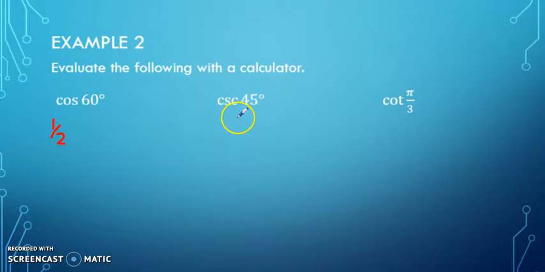For the next one, I have cosecant. So what you have to remember for this one is that that's going to be the reciprocal of sine. So I'm going to think of it this way. And then notice again that our angle is in terms of degrees. I know it's in degrees because it has the degree symbol.